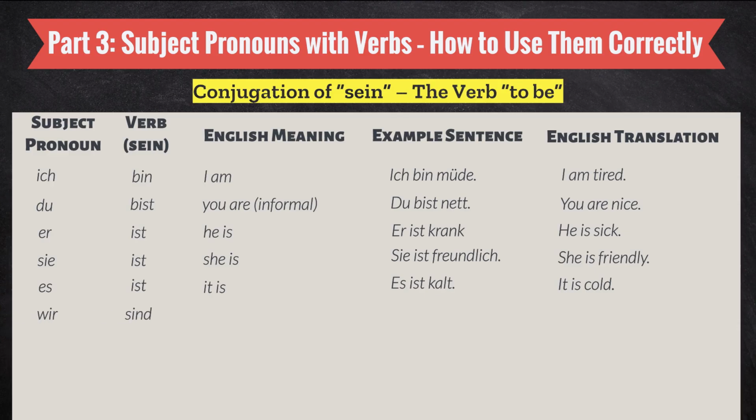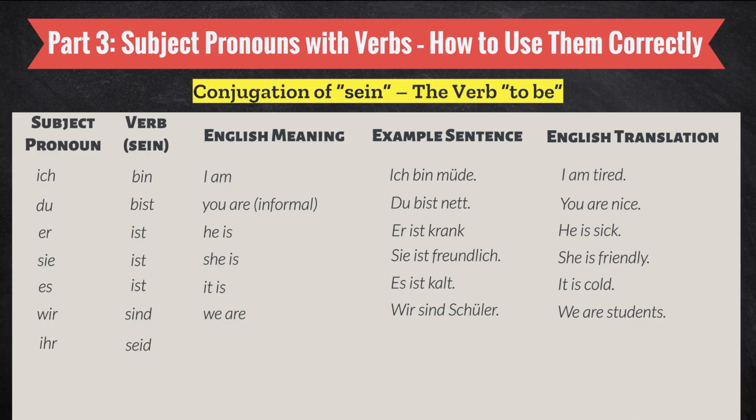Wir sind. Wir means we. To say we are, we use wir sind. Examples. Wir sind Schüler. That means we are students.